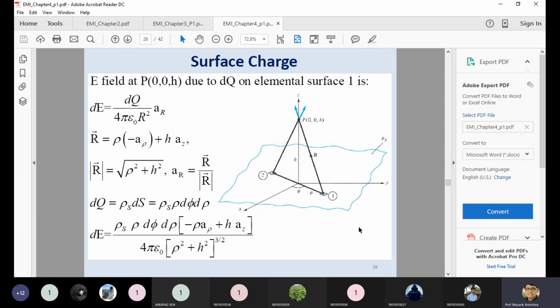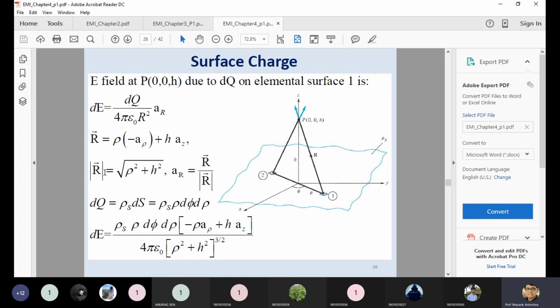So this distance will be considered as a radius r. Sorry, not a radius, it's a distance vector. Somehow you have to find the vector r by using these two points, 0, 0, h, and 0, 0, rho. So why is it minus? Because whenever you select this point P at a center part, you are going inside to the rho. That's why minus rho a rho plus h az.